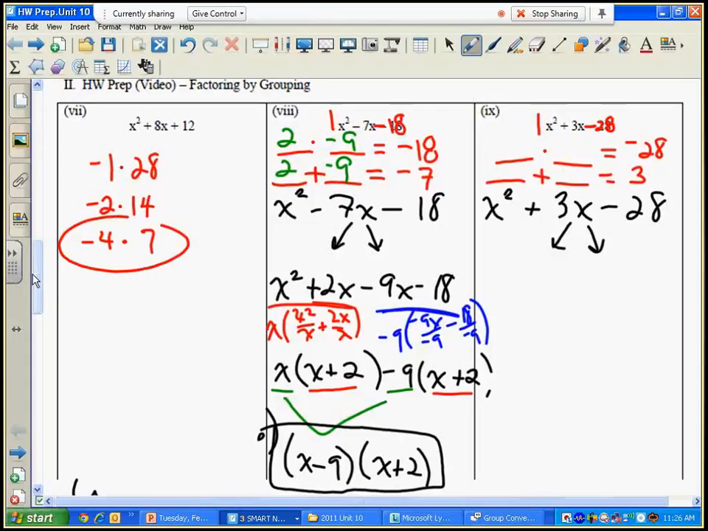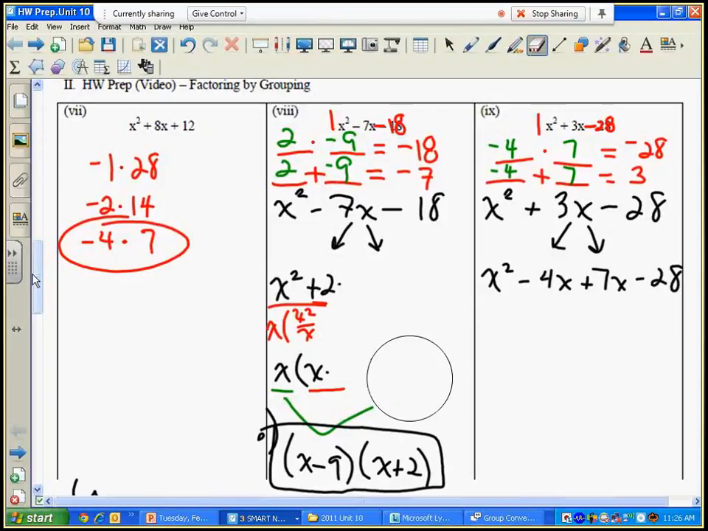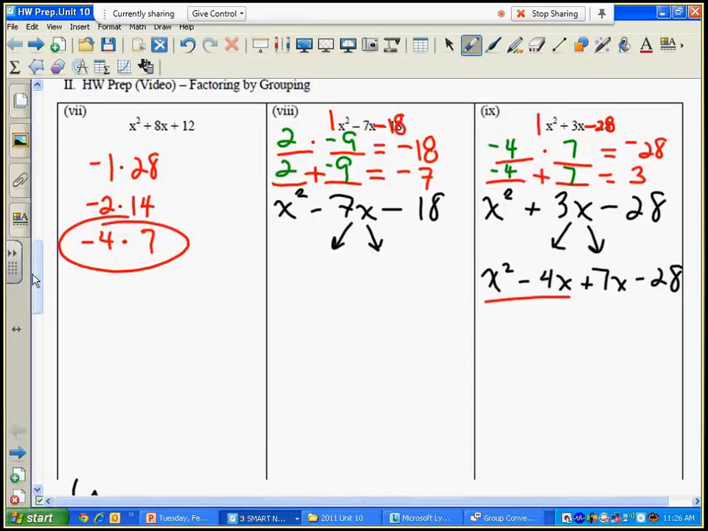Okay, so as we come back over here, those are what satisfy those 2 equations. So I'm going to end up with minus 4x plus 7x minus 28. Okay, let's see how we do. Take a look at the first group there, the x squared minus 4x. Take a look at the GCF there. They're both going to share an x. Okay, so I'm in this first group here. They're both going to share an x, and that's all. When you divide each one of these guys by x, you're going to get x minus 4.